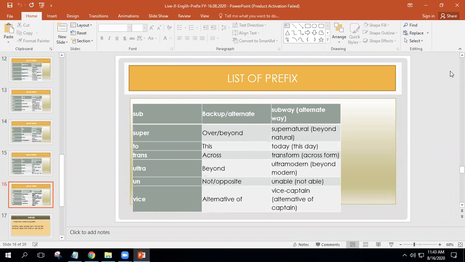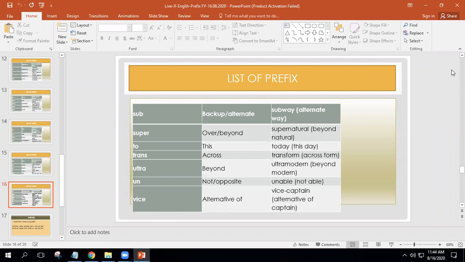And this is clarified in the example, that is today. Today means this day. Next, trans. Trans means across. Example can be transform, that is across form. Now you have come to the term ultra.